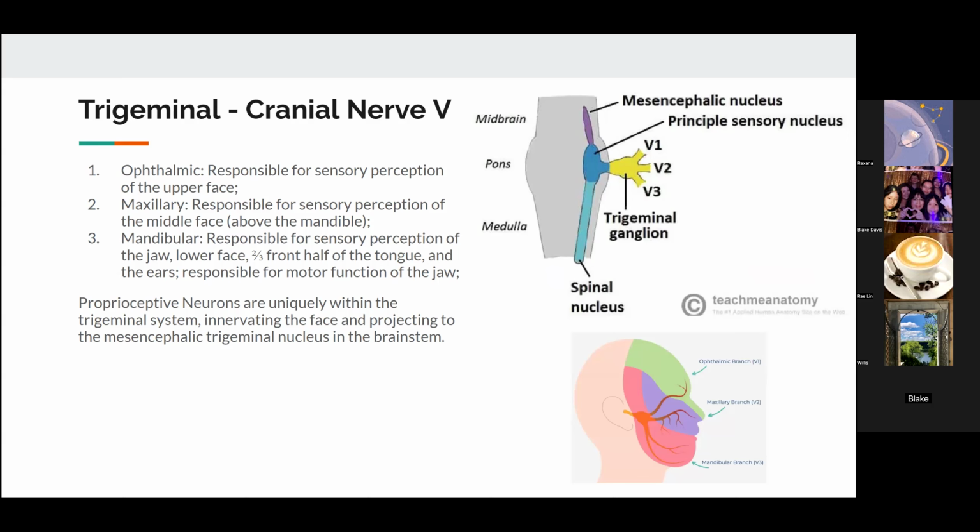And it's also responsible for motor activity. So the trigeminal overall is responsible for both sensory and motor activity of the face. And this motor activity in specific is of the jaw. So it allows us to eat and chew.